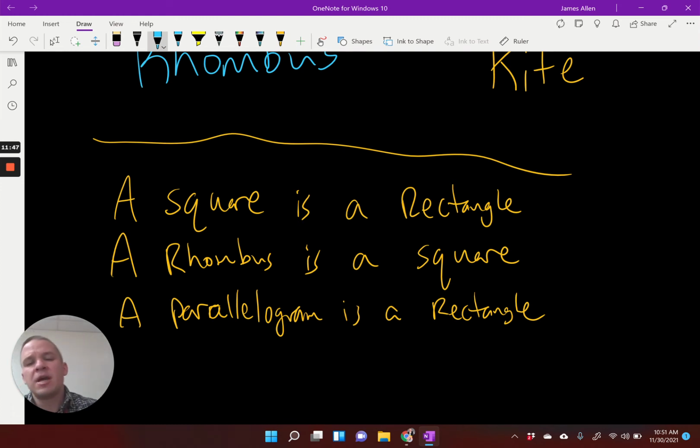Always, sometimes, never time. A square is a rectangle. Does it have 4 right angles? That's all you need to be a rectangle. It does. It will always be a rectangle. A rhombus is a square. It has all congruent sides, but do we have 4 right angles? Not necessarily in a rhombus. So this is a sometimes situation. Parallelogram is a rectangle. Well, the opposite sides are parallel, and the opposite sides are congruent. Same with a rectangle. But do we have 4 right angles? No. So this is a sometimes.